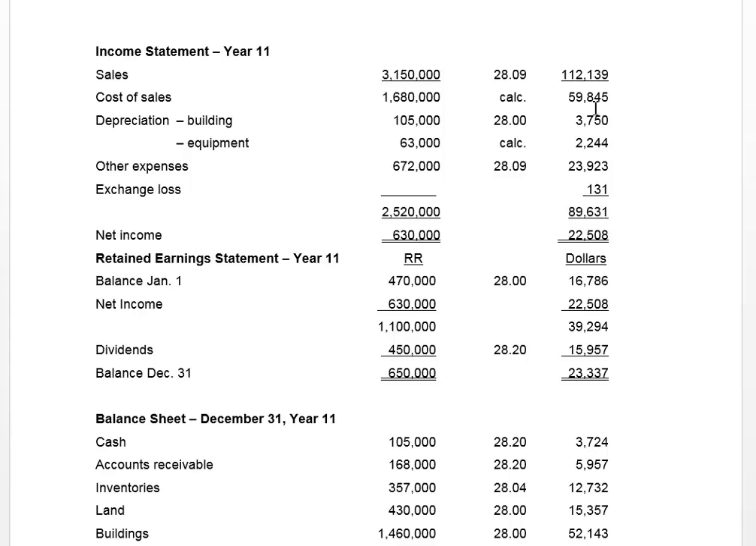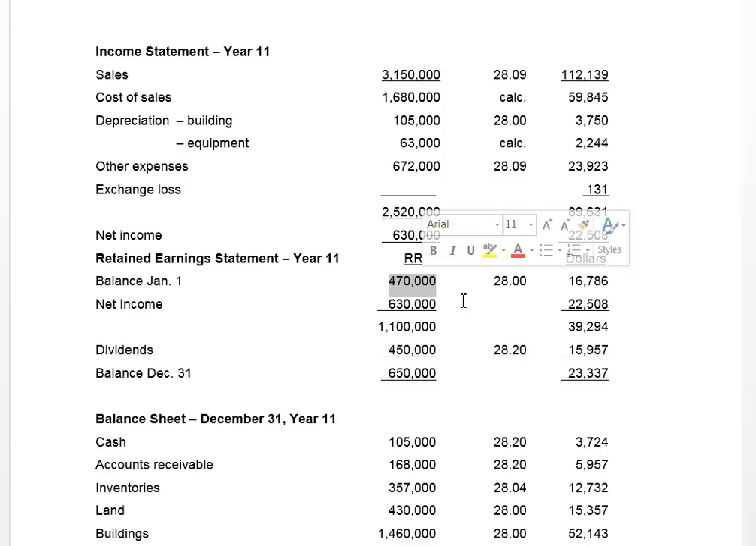and we will get totals for these expenses, cost of sales all the way down to the loss, of 89,631, such that when we deduct it from our translated sales, we'll get 22,508. Now we're going to use that when we calculate our ending balance of retained earnings, so we can use it in our statement of retained earnings. You'll see from the question our opening balance of retained earnings is 470,000.